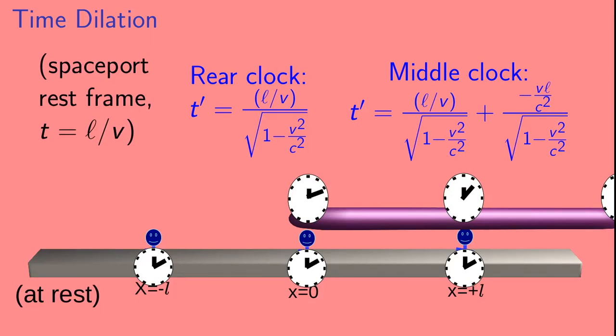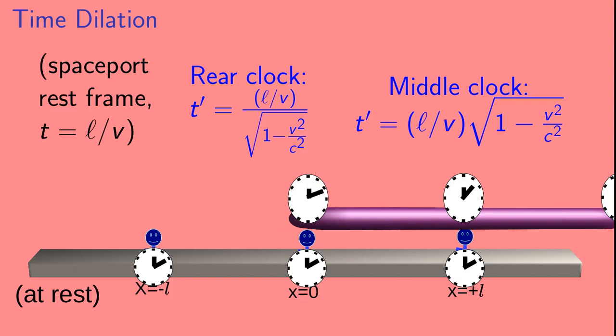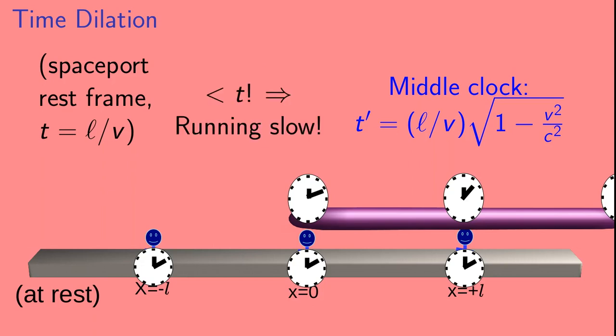Okay, so the expression that we had before is now much simpler. We see that the time t prime shown on the middle clock is equal to t, which is L over v, times a factor that is less than 1. This means that the middle clock is running slow as viewed from the spaceport frame.